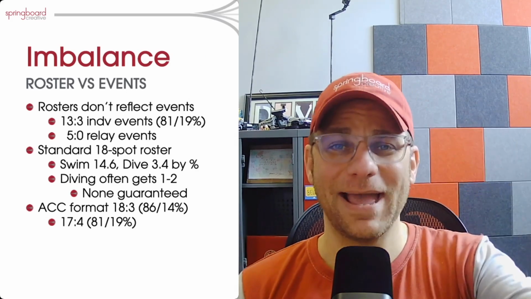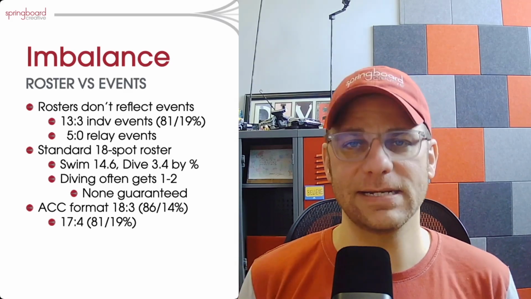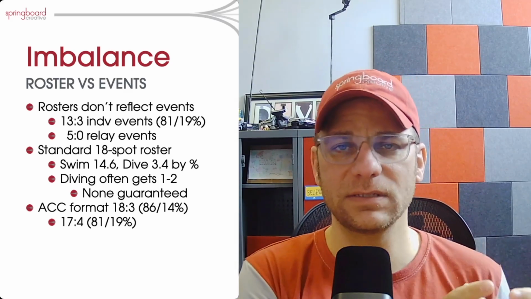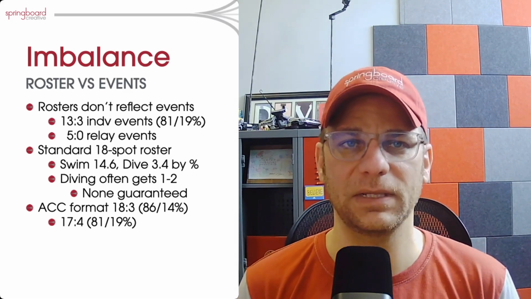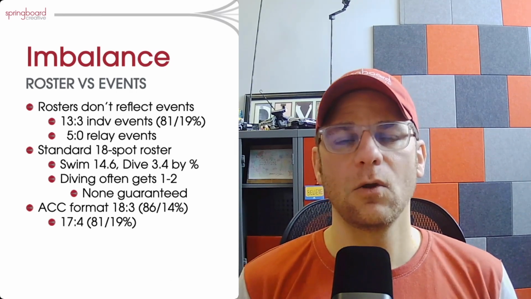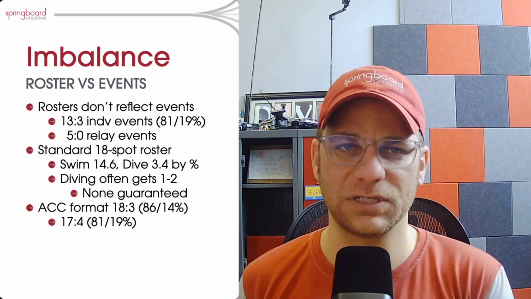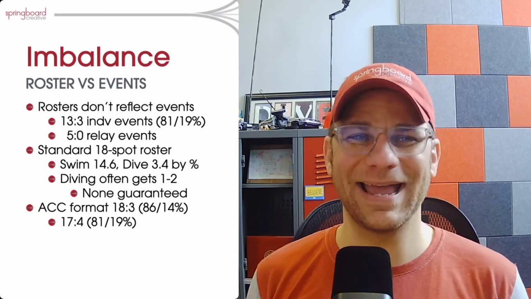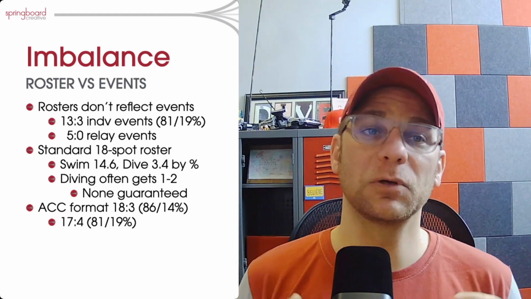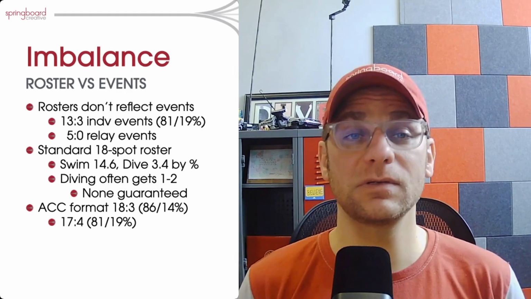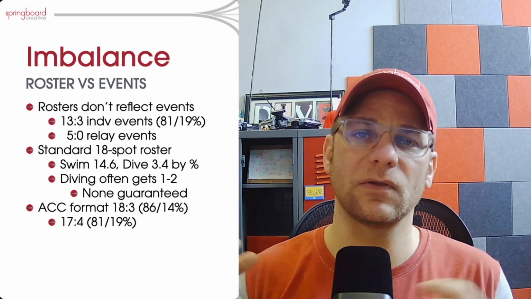Now, when we move to the imbalance part, where we get stuck is these rosters not reflecting the reality in the event. Currently you have 13 individual swimming events and 3 diving events, and that makes just a little more than an 80-20 split, plus the relay events. When you are building off of this standard 18-spot roster that the NCAA uses for the championship meet, you should be looking at more than 14 for swimming and about 3.5 spots for diving. But really, you're getting maybe 1 or 2 spots for diving, and none of those are actually guaranteed. So that kind of creates an issue.